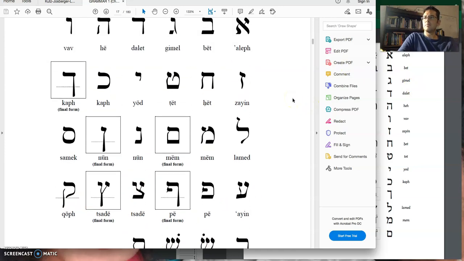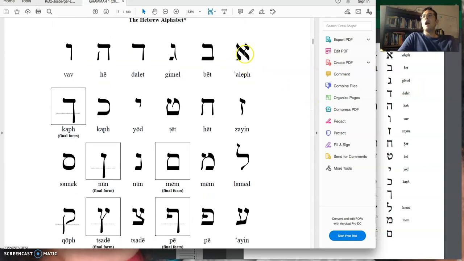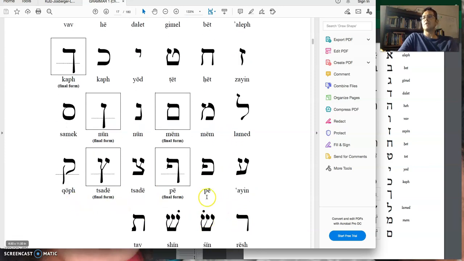So all together we have Aleph Bet Gimel Dalet Hey Vav Hey Vav, Zain Het Tet Yod Kaf, Lamed Mem Nun Samech Ayin Pe Ayin Pe, Tzadik Kof Resh Shin Tav.